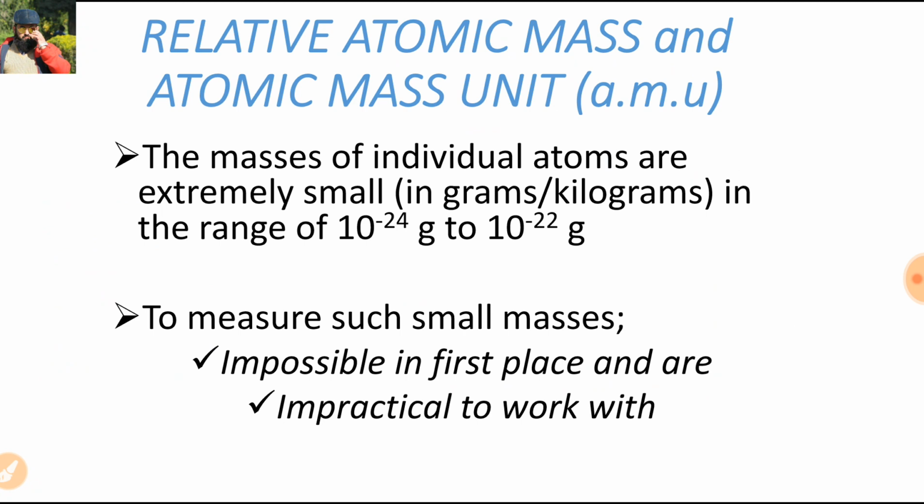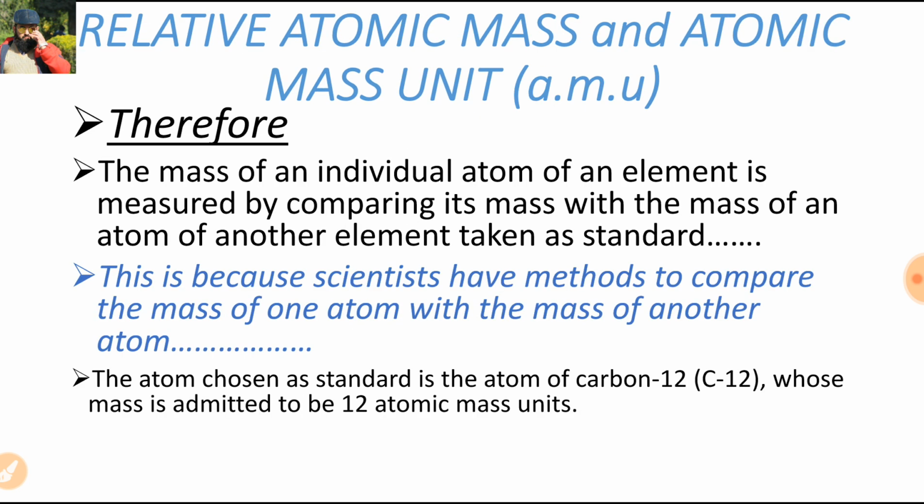We know that the masses of individual atoms are extremely small, in grams and kilograms. They are in the range of 10 raised to power minus 24 grams to 10 raised to power minus 22 grams. To measure such small masses of atoms is impossible in the first place and impractical to work with. So, what is the solution? Therefore, the mass of an individual atom of an element is measured by comparing its mass with the mass of an atom of another element, and that atom is taken as standard.